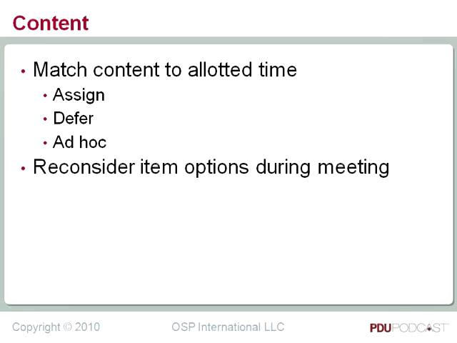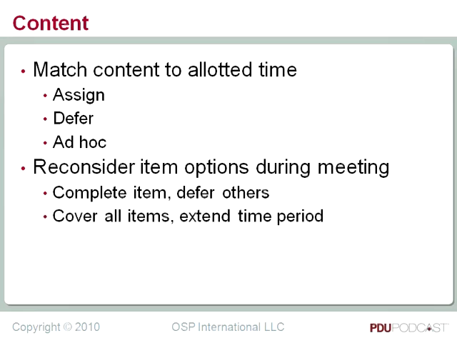Reconsider the item options during the meeting. Your objective is to complete all the items, but if you can't, then you will defer some. You really want to focus on the important ones. And if something appears to be taking a little bit longer than it should, then that's a candidate for a deferral at a later time. You can cover all the items, of course, but then you might have to extend the time. If you're going to do that, you need a consensus that that's something that can be done, but there might be some limits. There might be people that can't stay on the meeting, or the resource that you're using, you might only be allocated for that period of time.